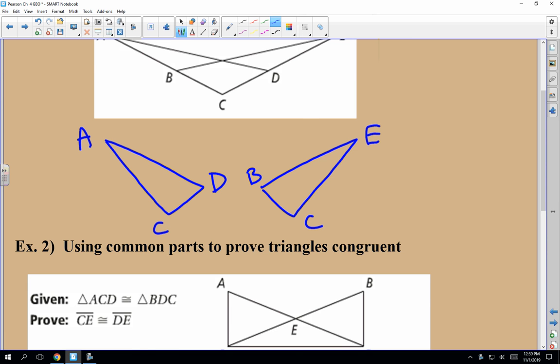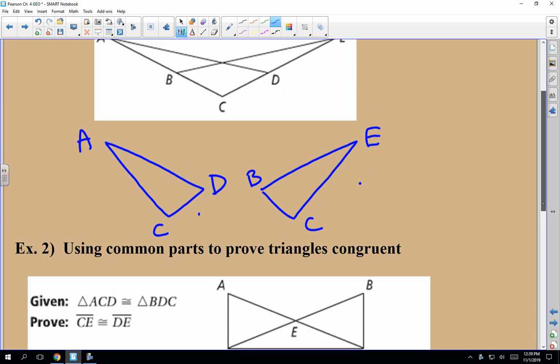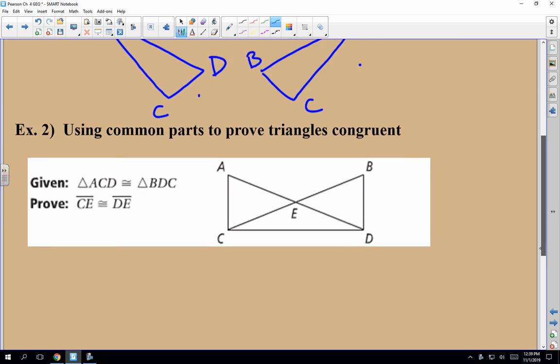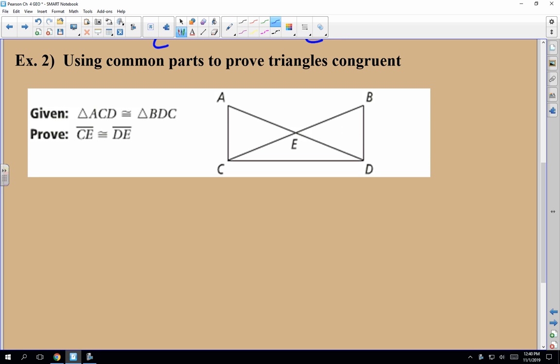Okay, so on this first one we're just literally redrawing the two overlapping triangles by dragging them out, the left triangle and the right triangle here. And the common angle is angle C. All right, so using common parts to prove triangles congruent. That's the CPCTC property is what they're talking about.